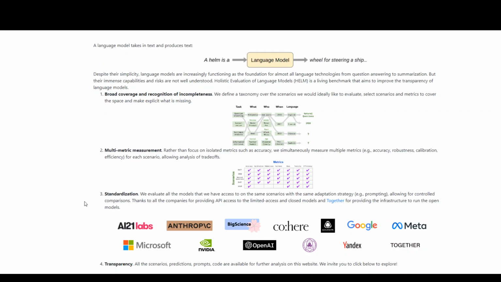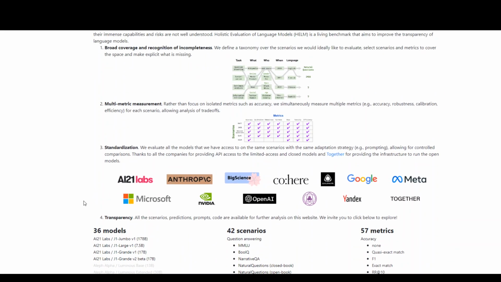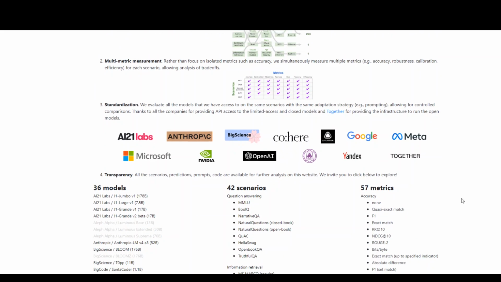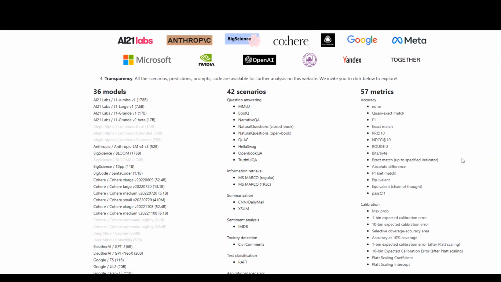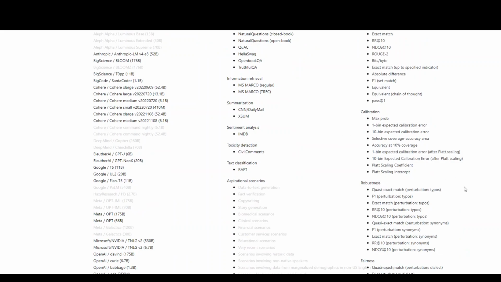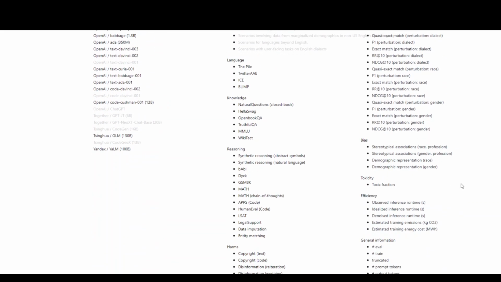So as you can see, there are different metrics there with the diagrams, and they have also shown which companies are using this HELM model. And then they have also given the detail about these 36 models and 42 scenarios, plus 57 metrics, which are more around accuracy, calibration, robustness, fairness, and a lot of other things.